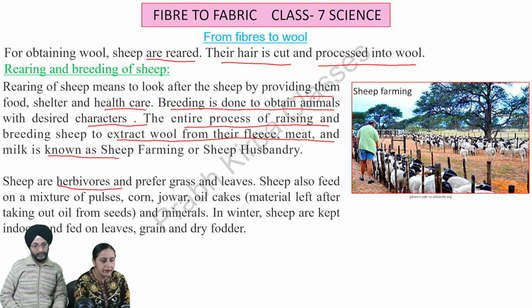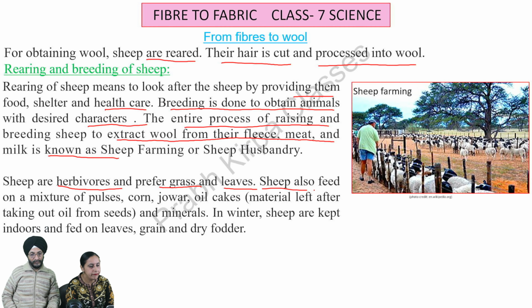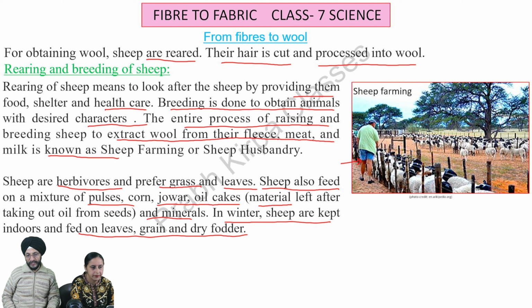Sheep are herbivores and prefer grass and leaves. Sheep also feed on a mixture of pulses, corn, jowar, oil cakes, and minerals. In winter, sheep are kept indoors and fed on leaves, grain, and dry fodder. In this photograph, you can see that a farmer is rearing sheep in his farm. A large number of sheep are present in his farm.